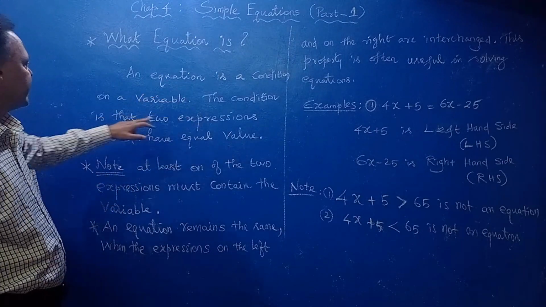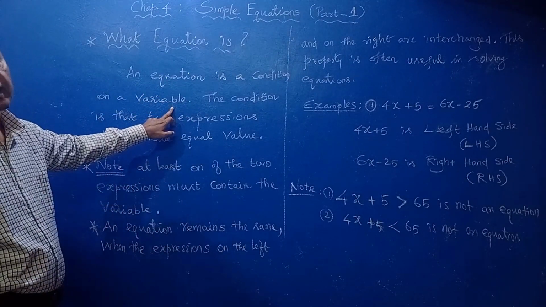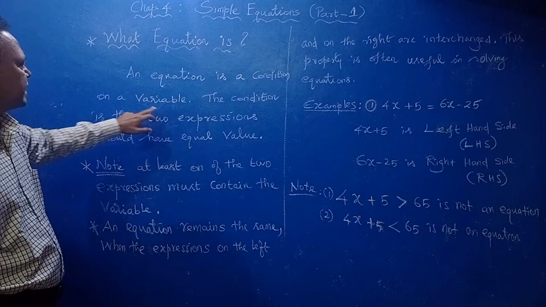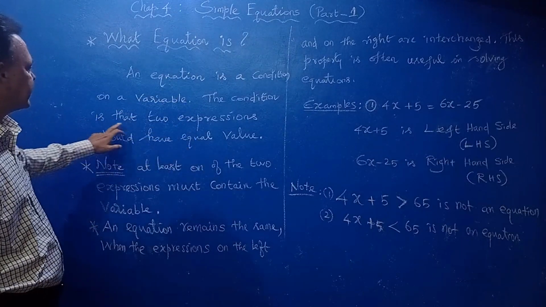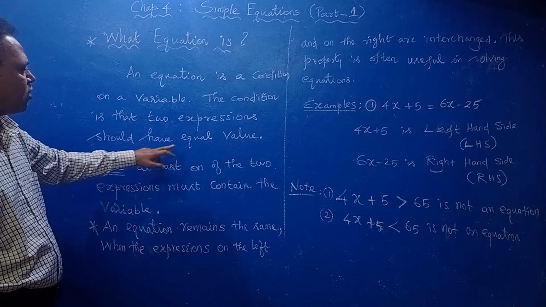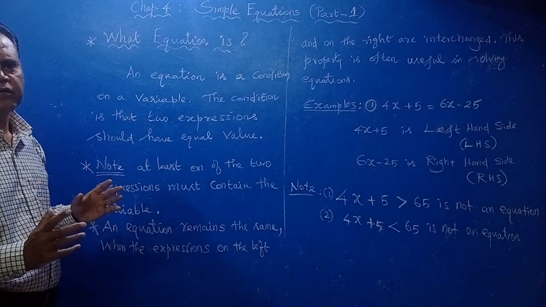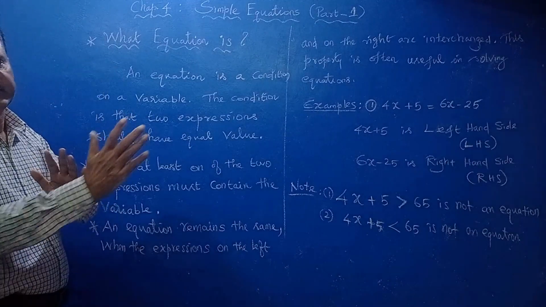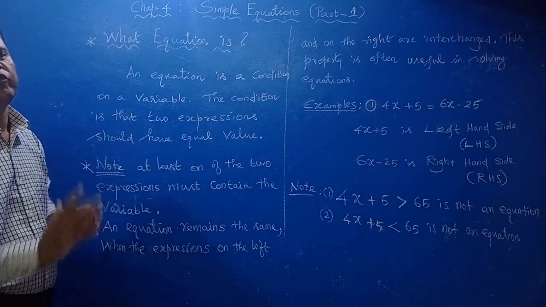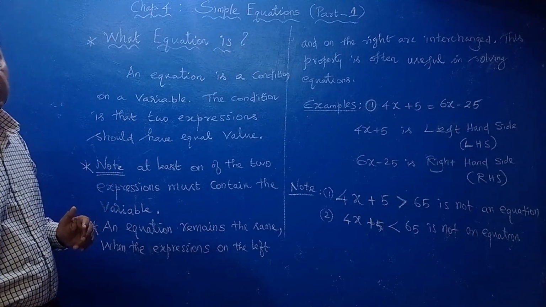An equation is a condition on a variable. Already you know that. The condition is that two expressions should have equal value. Two expressions, clear? One is the left hand side, another one is the right hand side. Both should have equal value. Then that is called an equation.